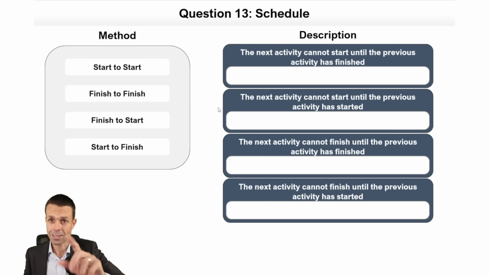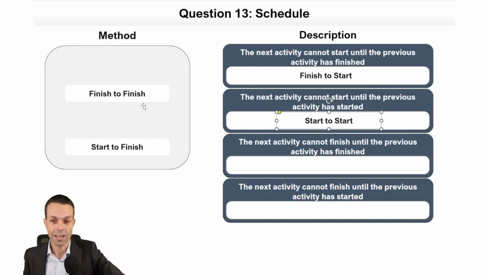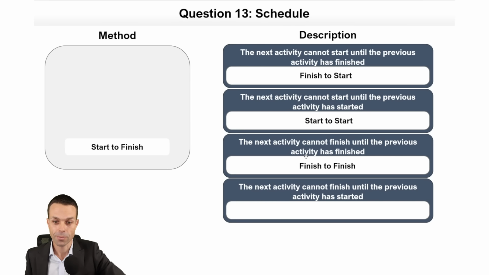So knowing that, let's do this. Should be pretty easy. Let's have a look. The next activity cannot start. So we've got two starts here until the previous activity has finished. So finish to start. The next activity cannot start until the previous activity has started. That's our start to start. The next activity cannot finish until the previous activity has finished. That's finish to finish. And the next activity cannot finish until the previous activity has started.